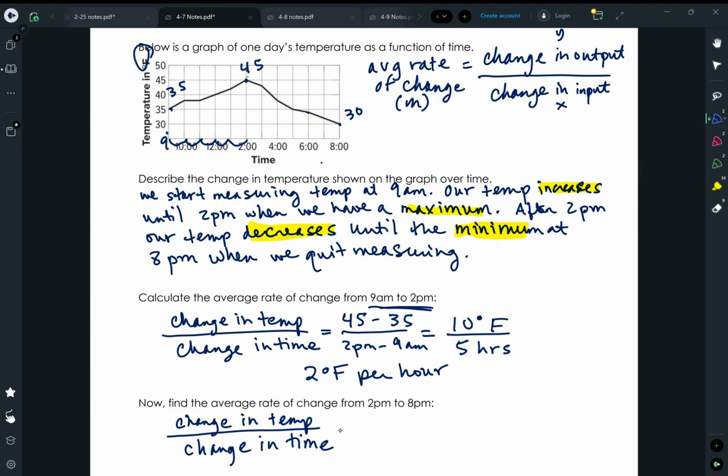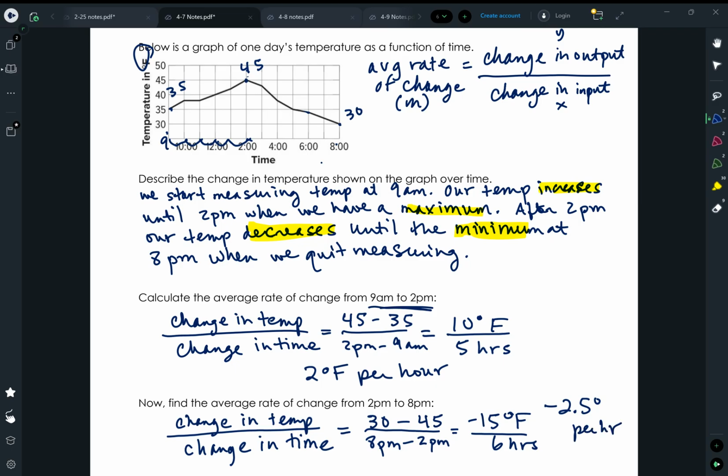So our temperature is changing from 45 to 30. So 30 minus 45. It's going to be a negative, but that makes sense, right? Our temperature is decreasing. So that's going to give us a negative 15 degrees Fahrenheit. And then while that's going on, our time is changing from 2 p.m. to 8 p.m. So 8 p.m. minus 2 p.m. These are both p.m. I can just subtract it, 6 hours. And so when we divide that out, we get a negative 2.5 degrees per hour.